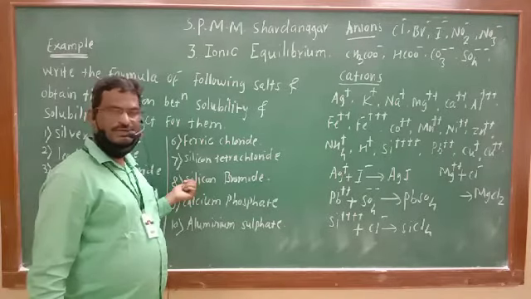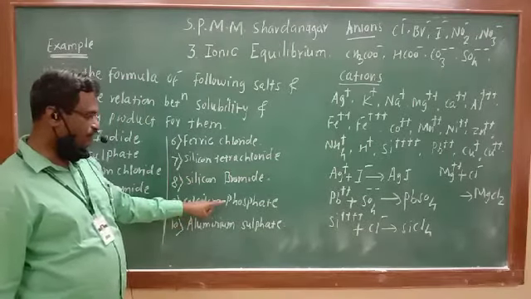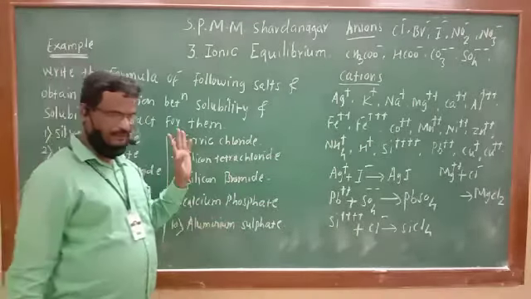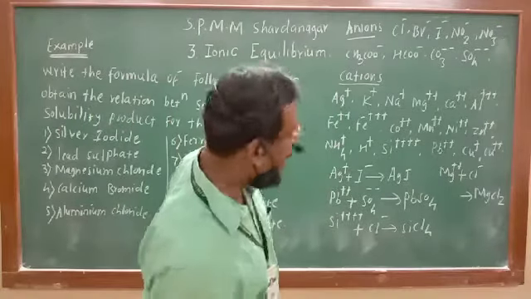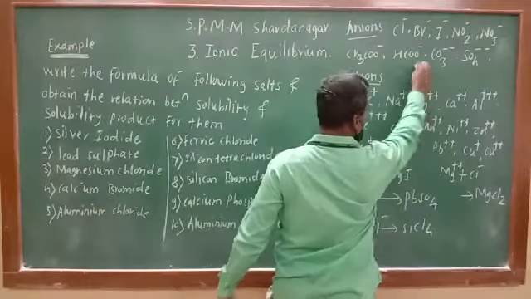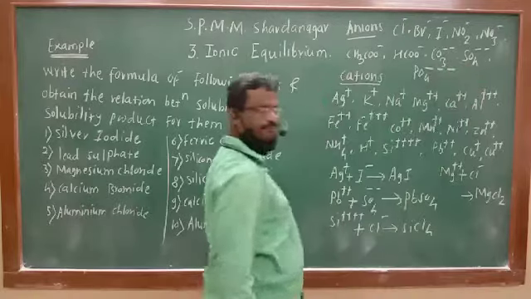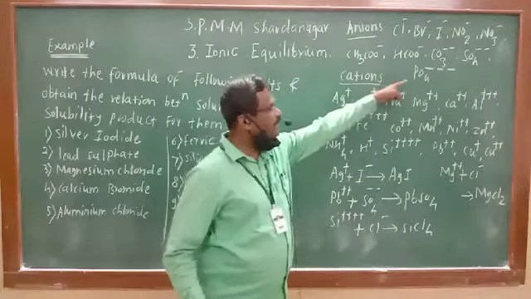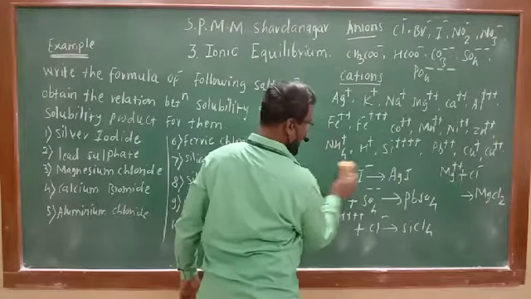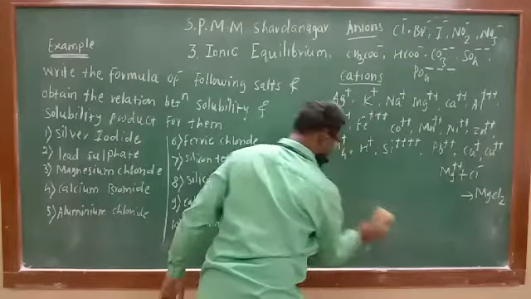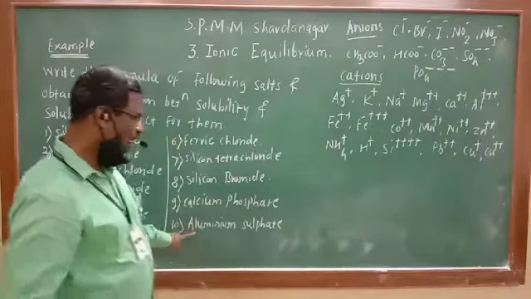SiBr4, silicon tetrabromide. This is important. Calcium phosphate and aluminium sulfate. I am writing the formula of aluminium sulfate. Write one more here: phosphate, PO4 3−. That is the anion of phosphate. I am telling you one example, the last example, of how to write the molecular formula of the last salt, aluminium sulfate.